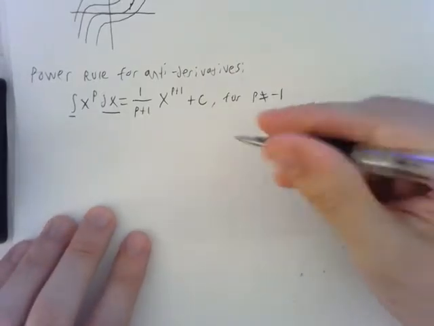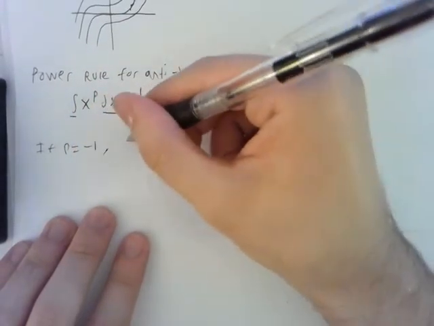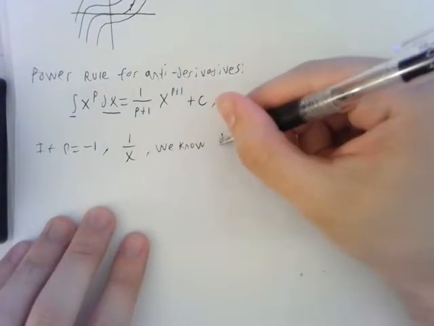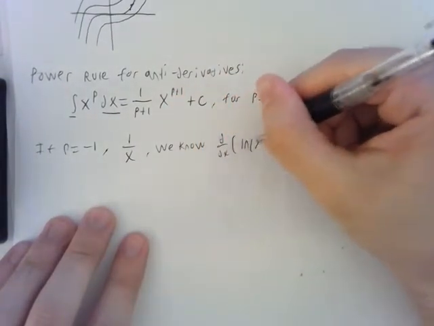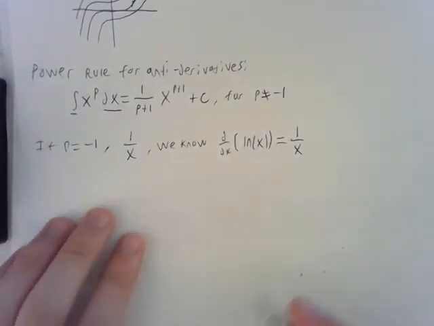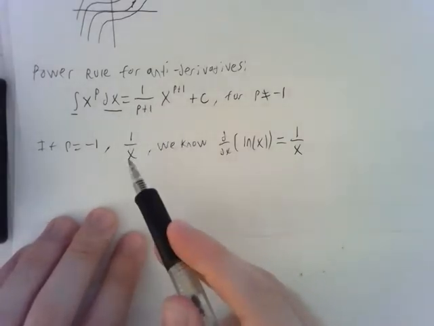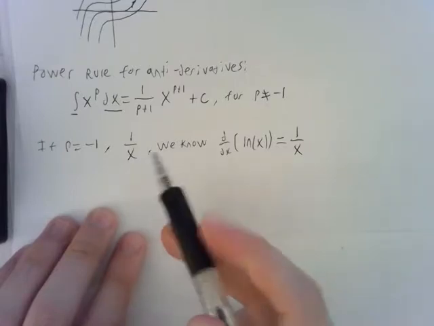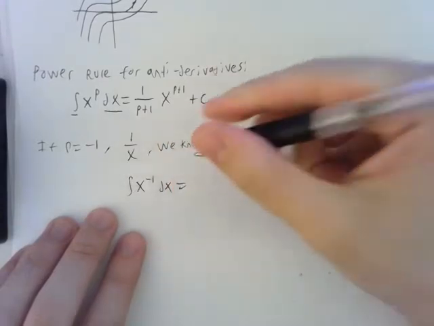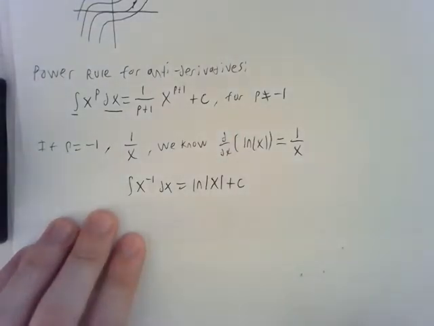But in fact, we know that if p equals -1, the function we have is really 1 over x. And we know that the derivative of natural log of x is equal to 1 over x. So in fact, this rule doesn't apply, but we can figure out what the antiderivative is when p is equal to -1. So the antiderivative of x to the -1 power is going to be equal to natural log absolute value of x plus a constant.